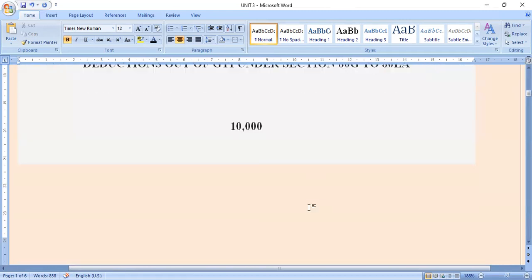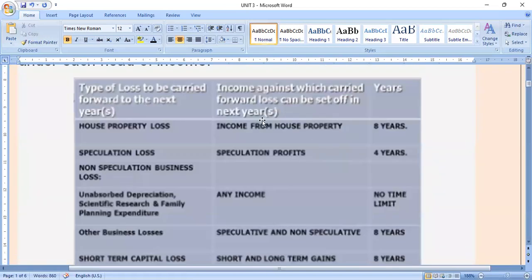Now, can the company show this 10,000 loss in the next year also? Let us take an example: next year the company earned 50,000 rupees profit from house property. Can this 10,000 be deducted from this 50,000? Yes, quite possible. That will be discussed under carry forward of losses.